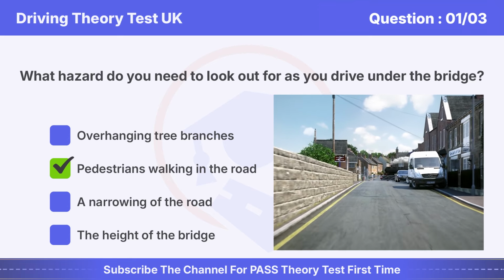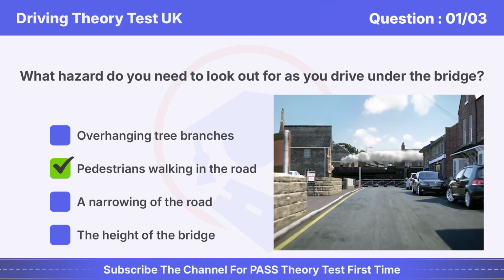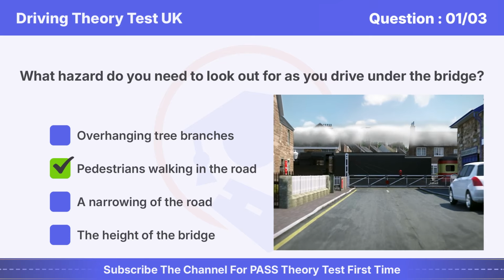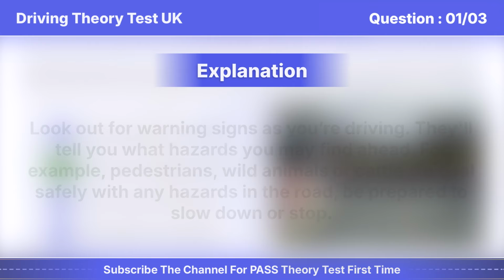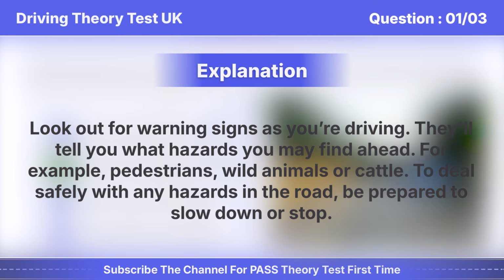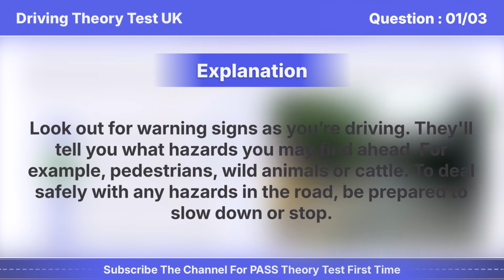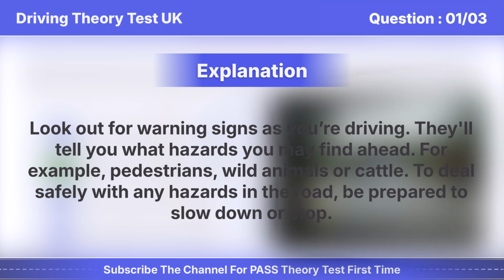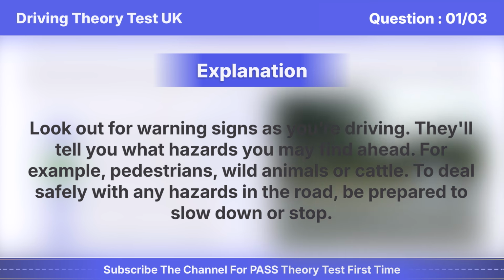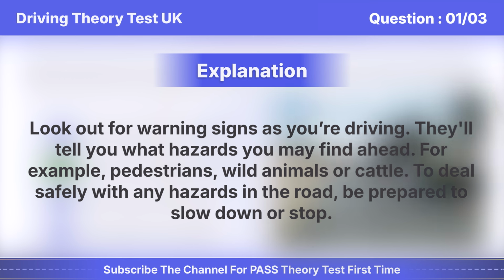Answer is B. Pedestrians walking in the road. Look out for warning signs as you're driving. They'll tell you what hazards you may find ahead. For example, pedestrians, wild animals, or cattle. To deal safely with any hazards in the road, be prepared to slow down or stop.